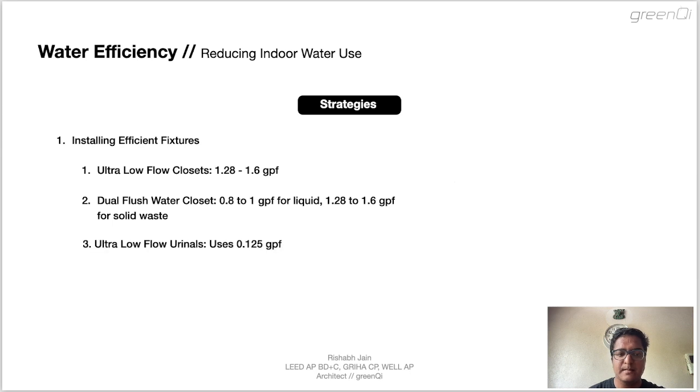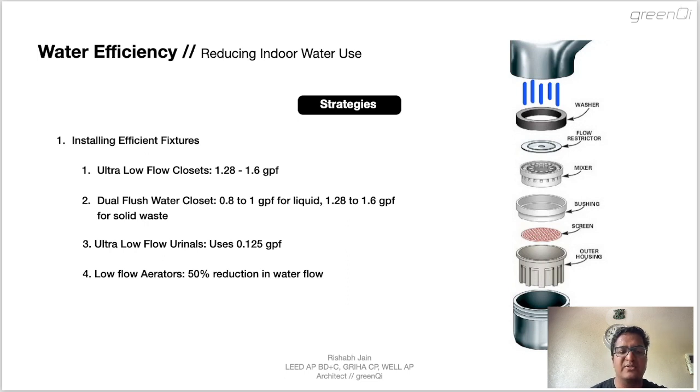The third option is to install an ultra low flow urinal. The urinal uses an optimized valve that produces a pressure assisted flush that uses less water than the regular urinal. Roughly, ultra low flow urinals use about 0.125 gallons per flush. You need not remember these numbers for the purpose of your exam, but it is important to understand the technologies which are present in the market.